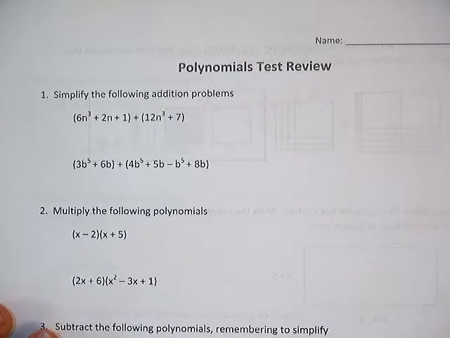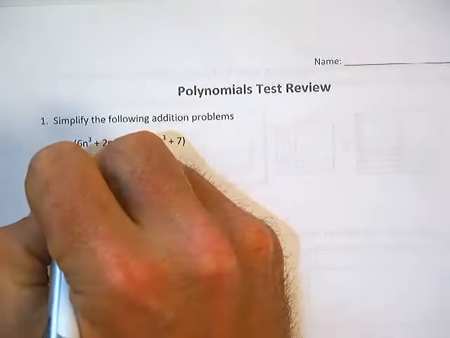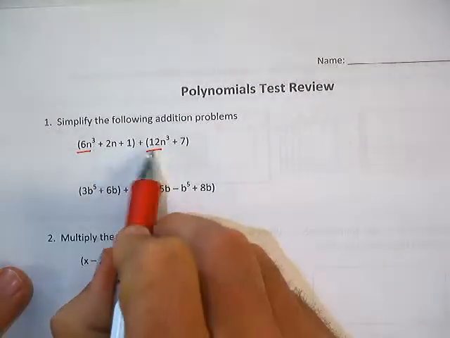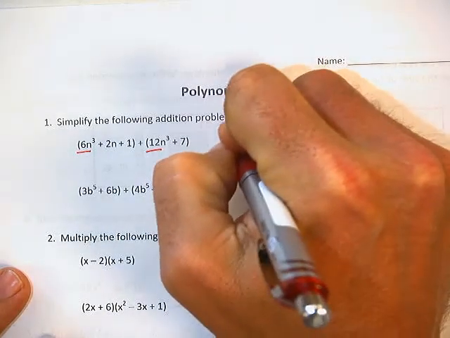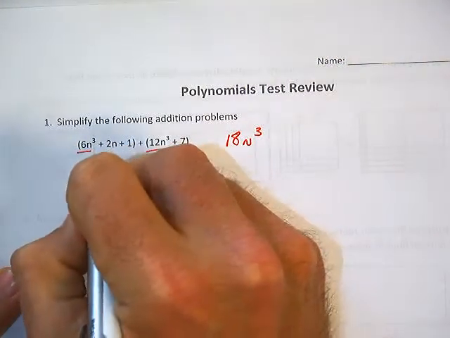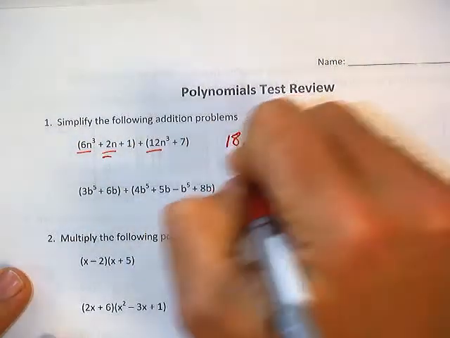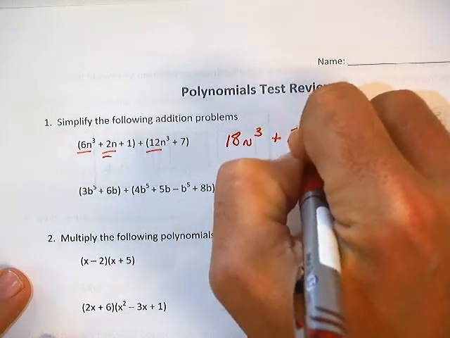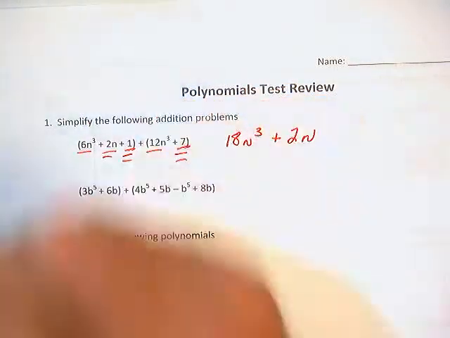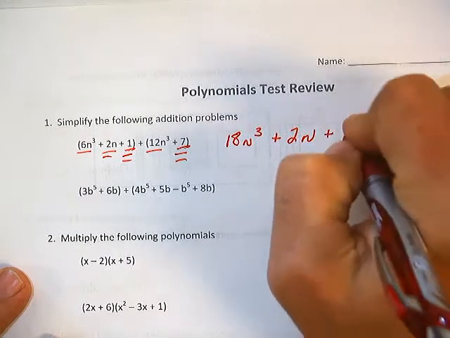We're simplifying the following addition problems. Anytime we add, all we're going to do is combine like terms. Find all the n to the third powers. Let's combine those. 6 plus 12 is 18, n to the third. Now let's find all the n's. That's the only one, so this would be plus 2n. Now we have 7 plus 1, which is plus 8.